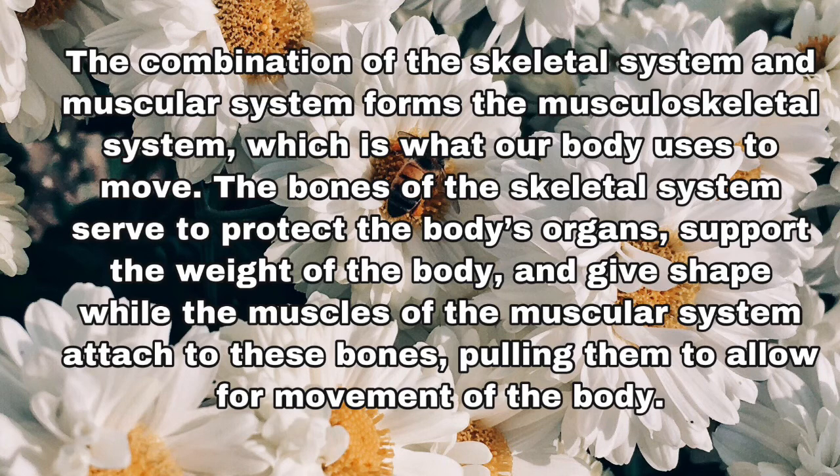The combination of the skeletal system and the muscular system forms the musculoskeletal system, which is what our body uses to move. The bones of the skeletal system serve to protect the body's organs, support the weight of the body, and give shape, while the muscles of the muscular system attach to these bones, pulling them to allow for movement of the body. Hope today's lesson helped you understand more about how our body moves.